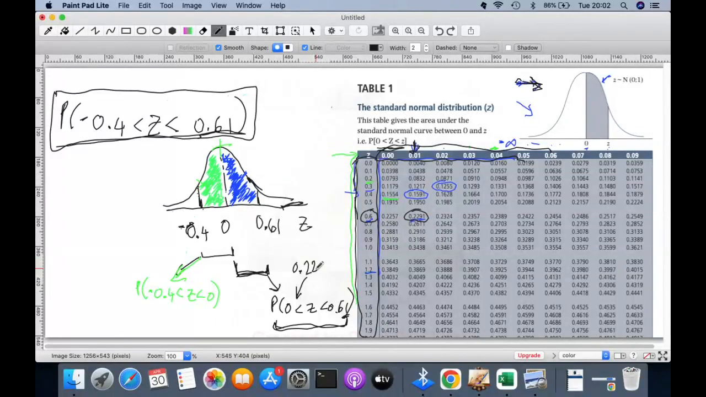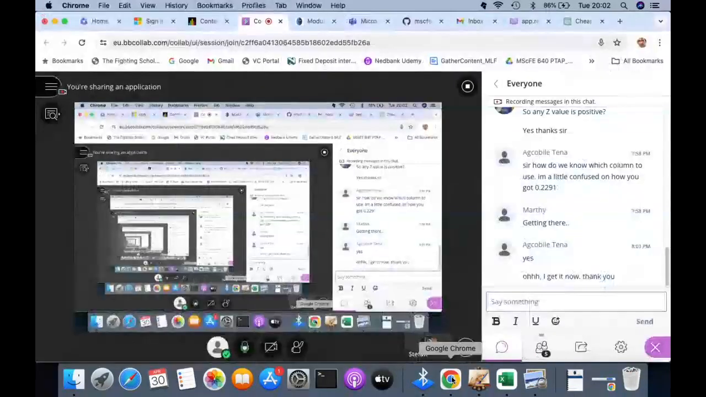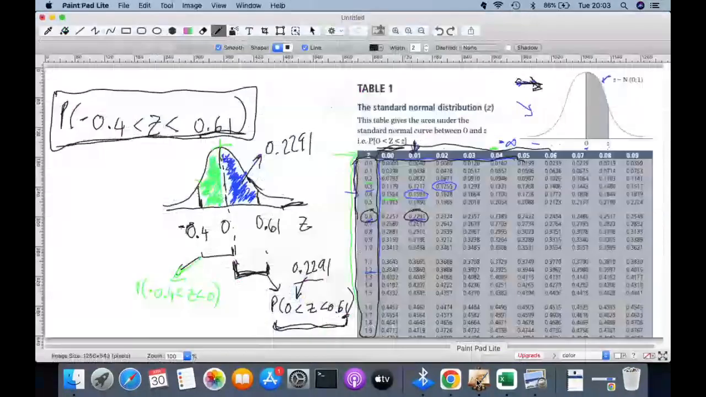So that's how you get your 0.2291. And that is this blue area here. This part here, what I'm doing, you're working out the blue area. So this blue area is 0.2291. Does it make sense? Fantastic. So that's how you get the blue area.